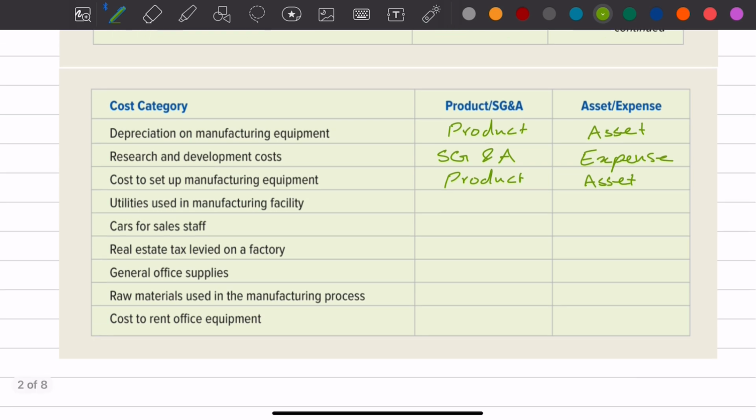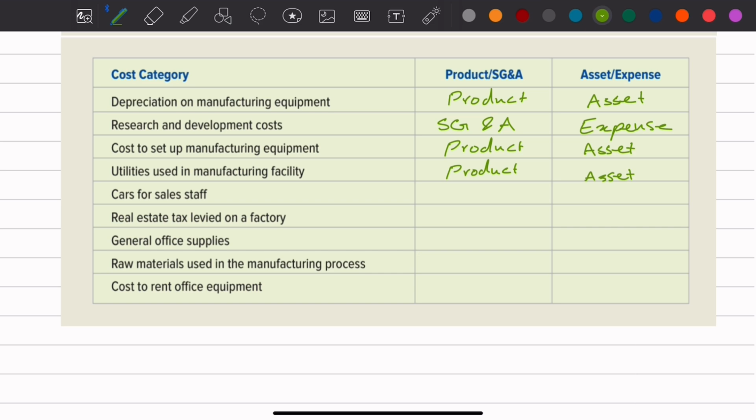Utilities used in manufacturing facility. This is not really a direct material nor a direct labor, but because it's part of the manufacturing process, this is going to be a manufacturing overhead, right? A manufacturing overhead, even though it's a cost that is not really materials, not really labor, but it is directly related to the production process. So we call this a production overhead, and it is also part of the product costs, and it will also be classified as an asset. Okay.